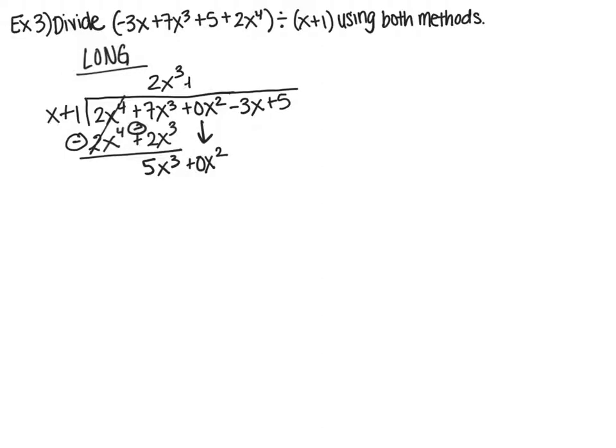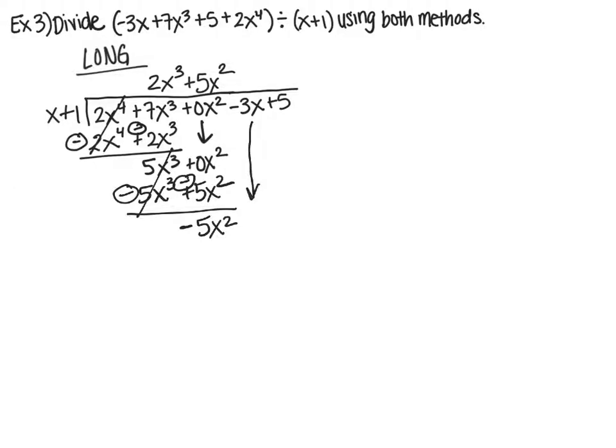Let's go ahead and bring down the 0x squared and repeat the process of 5x cubed divided by x is 5x squared, so plus 5x squared. Now let's take 5x squared and multiply by x plus 1, and that is going to give us 5x cubed plus 5x squared. To subtract, we're going to change both of these signs. 5x cubed minus 5x cubed will go away, and 0 minus 5 is negative 5 for the x squareds.